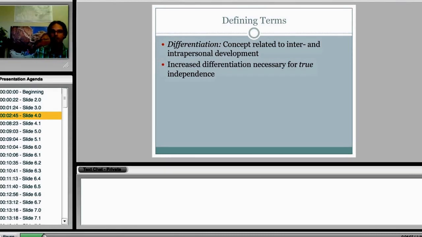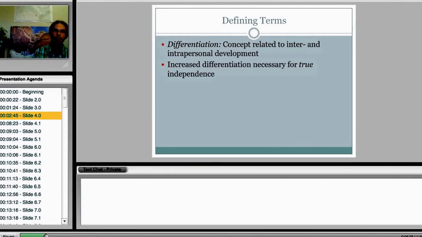We're going to talk a little bit about the history of differentiation and how he came to see the similarities between the field of biology, which differentiation came from, and family therapy, where this concept is very much utilized today.